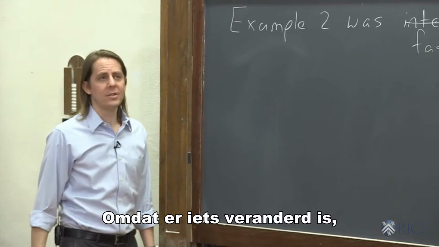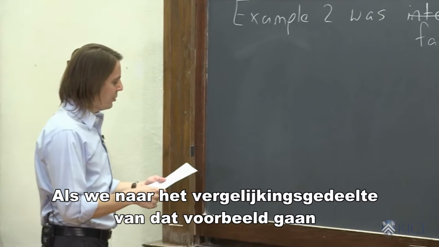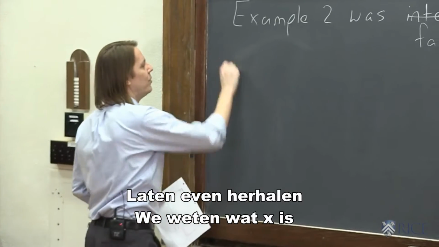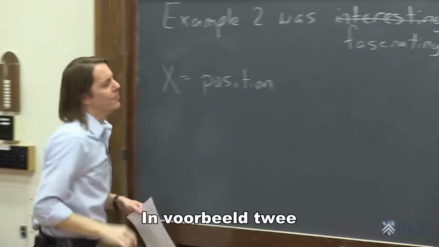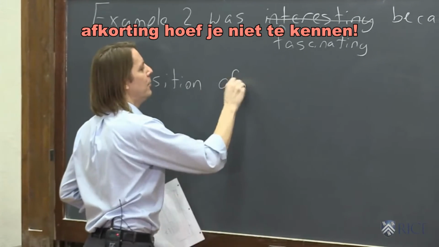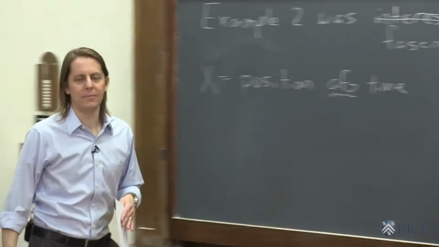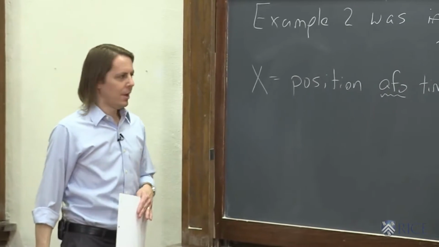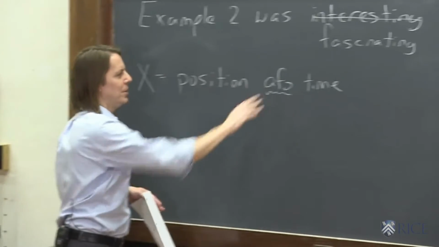So since something changed, we need more variables. If we're going to get to the equation part of that example, we need a little bit more. So first, let's recall we know what x is. That's position. But for example 2, it changed with time. So we'll say AFO time. So you got to get used to some of my abbreviations. AFO means as a function of. Okay? I'll introduce you to T2 later, to equations 2 unknowns. But for now, we're just doing AFO.